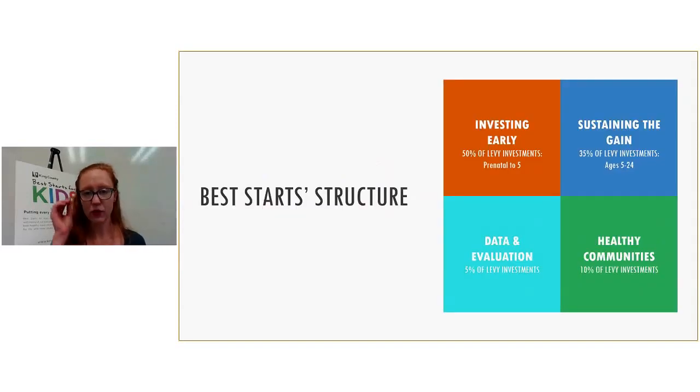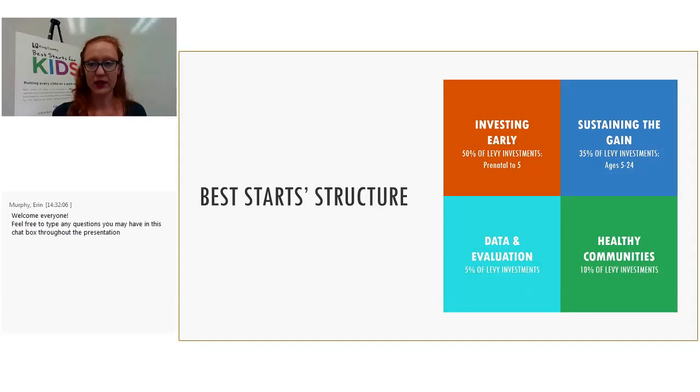As far as how this is allocated, there's 4 key investment areas. The first is investing early, and about half of Best Starts for Kids levy funding will go to the prenatal to 5 age, really supporting kids and families when research shows the impact is the biggest over the life course of those young ones. About 35% of funding will go towards sustaining the gain, or providing resources for young people in King County ages 5 to 24. About 10% of levy investments will go towards healthy communities, providing safe and healthy environments so that people in all communities in King County can thrive. And then finally, up to a maximum of 5% will be going towards data and evaluation. And that's what we'll talk a little bit more about today.